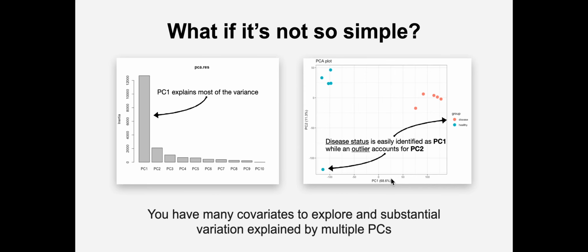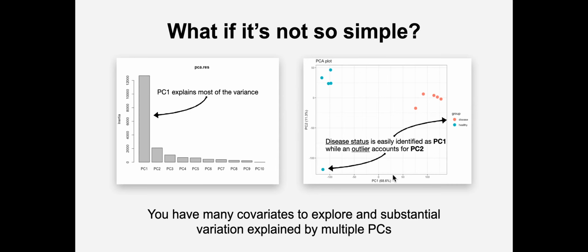But what if it's not so simple? Many experiments have lots and lots of covariates to explore, and sometimes there's substantial variation explained by multiple principal components. Maybe PC1 explains 50% of the variance in the data, but PC2 still explains 45%, right? In that case, understanding some of these successive principal components and how they relate to your study is critical.